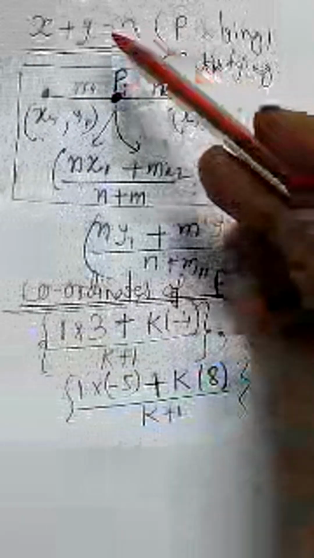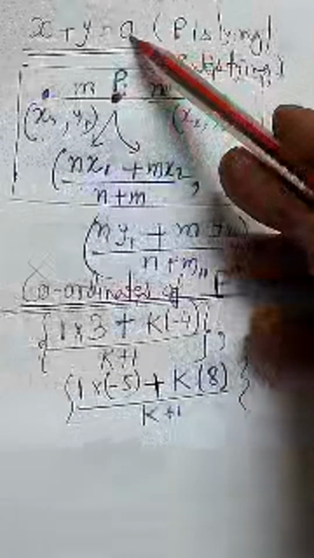Now, since these are the coordinates of point P, right? So this will be lying on the line x plus y equal to 0. Since it's lying on the line x plus y equal to 0, we'll just put the value of this x and this y into the above equation to find out the value of k, right?